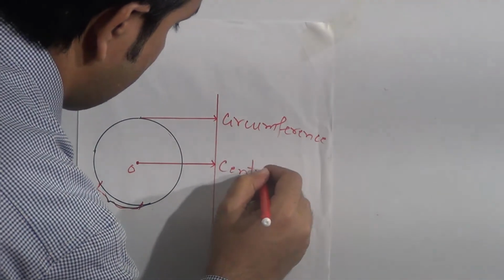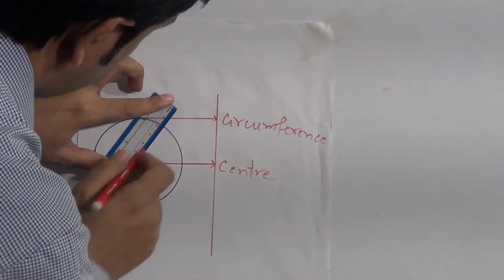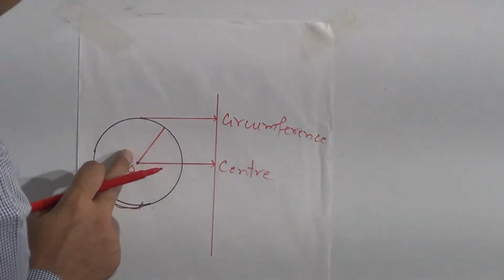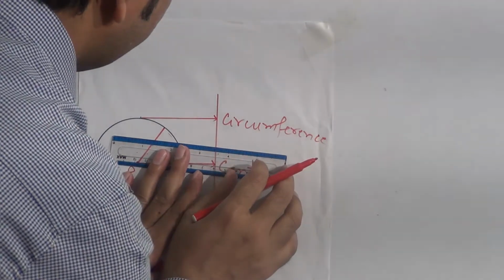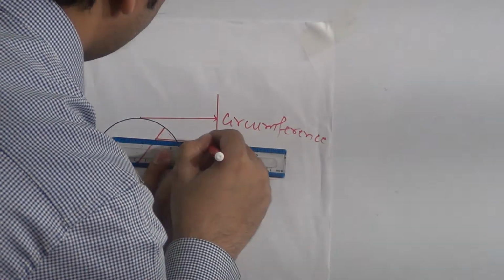The students, now this is the distance of a point on the circle from the center. This is known as radius.